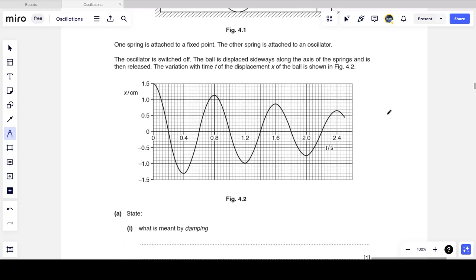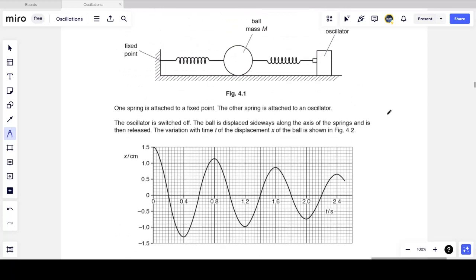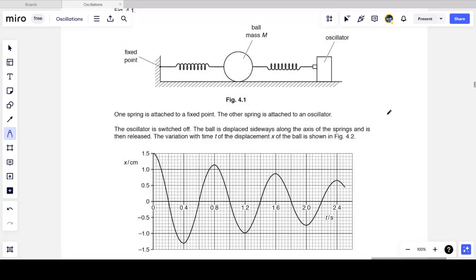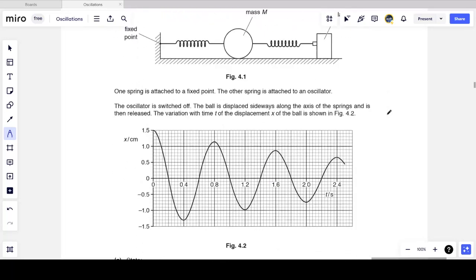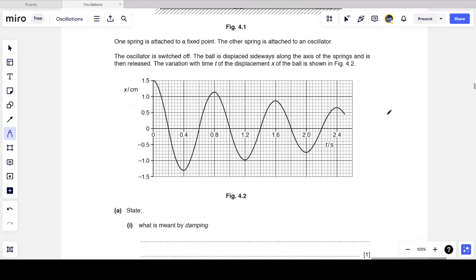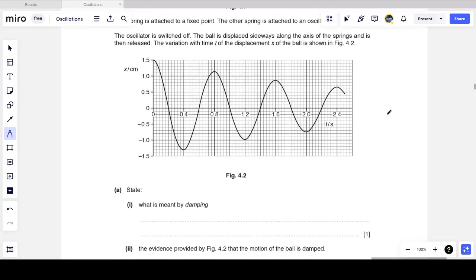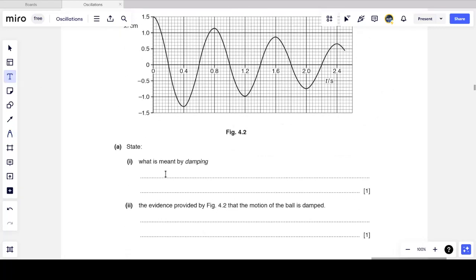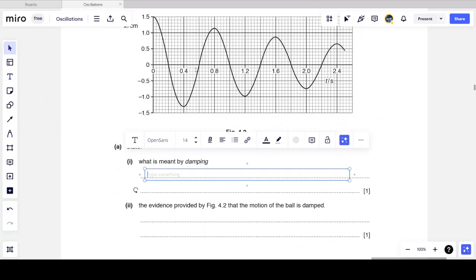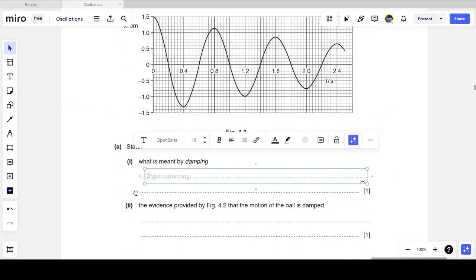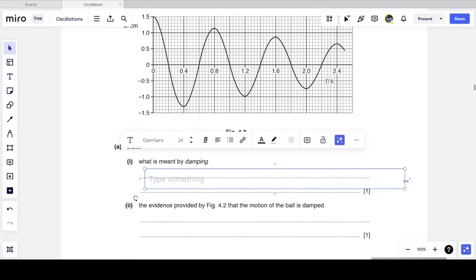So it looks simple harmonic, but we see the amplitudes are compressed after each cycle. So immediately we know there's damping happening here. We aren't told that there's damping happening, but the graph is telling me that there's damping occurring. And you can see the first question asks me to state what is meant by damping.